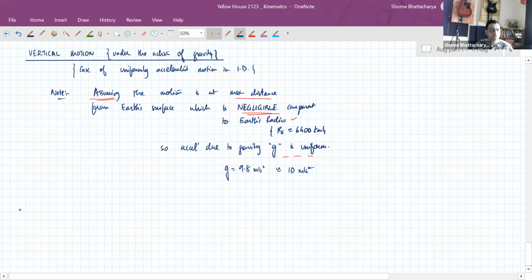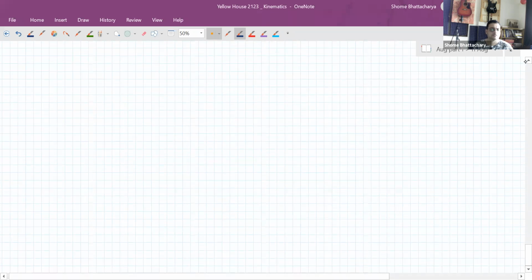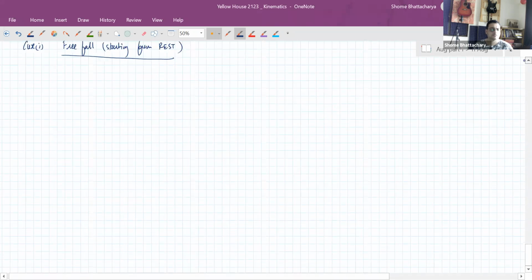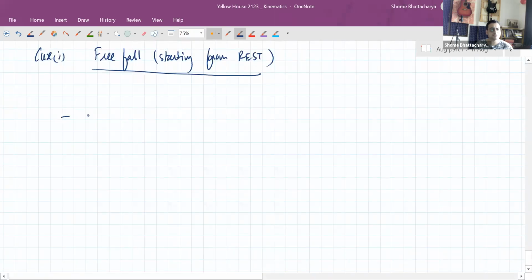So now let us see the different cases of vertical motion under gravity. The first case is the simplest, free fall, starting from rest. This is a case when an object is just dropped from a certain height. Why this is the simplest is because the initial velocity is zero. So take this situation.